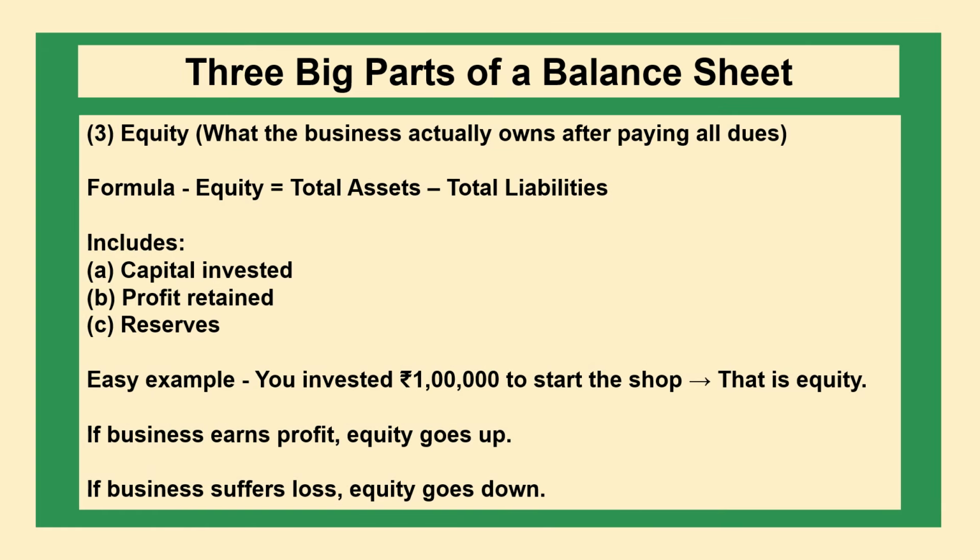Number 3, equity. What the business actually owns after paying all dues. Formula: equity is equal to total assets minus total liabilities, which includes capital invested, profit retained, and reserves. Easy example: you invested rupees 1 lakh to start up the shop. That is equity. If business earns profits, equity goes up. If business suffers loss, equity goes down.